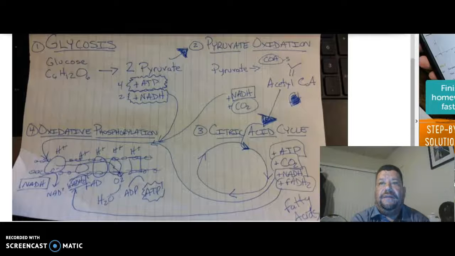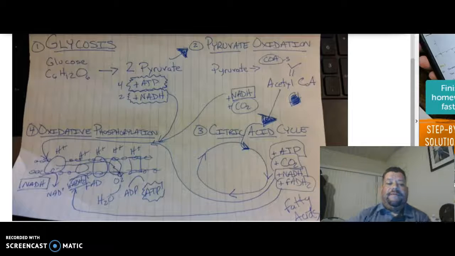Here the acetyl CoA that was made combines with the 4-carbon molecule and goes through a cycle of reactions, finally regenerating the 4-carbon starting molecule. ATP, NADH, and FADH2 are provided, and carbon dioxide is released.